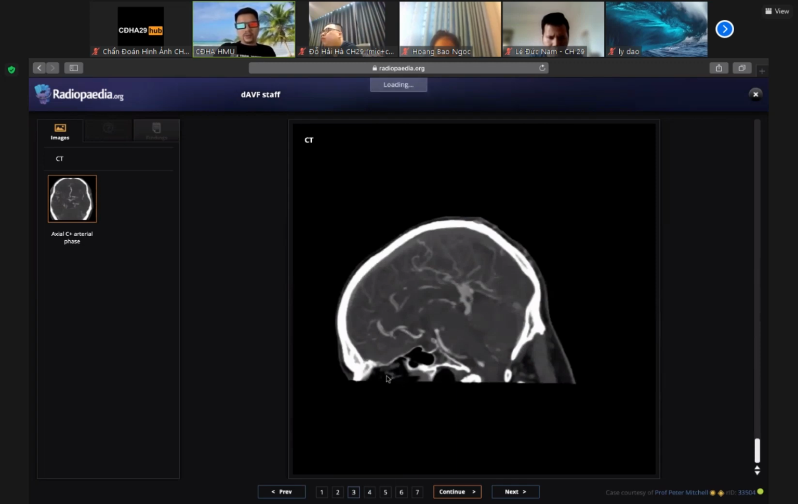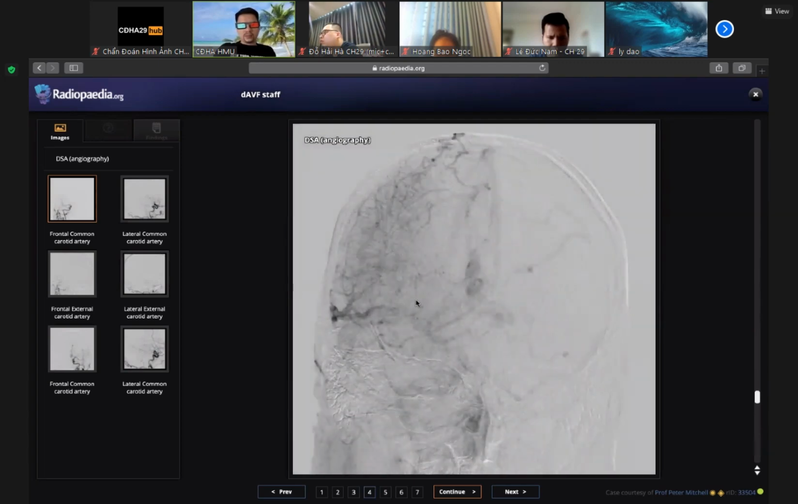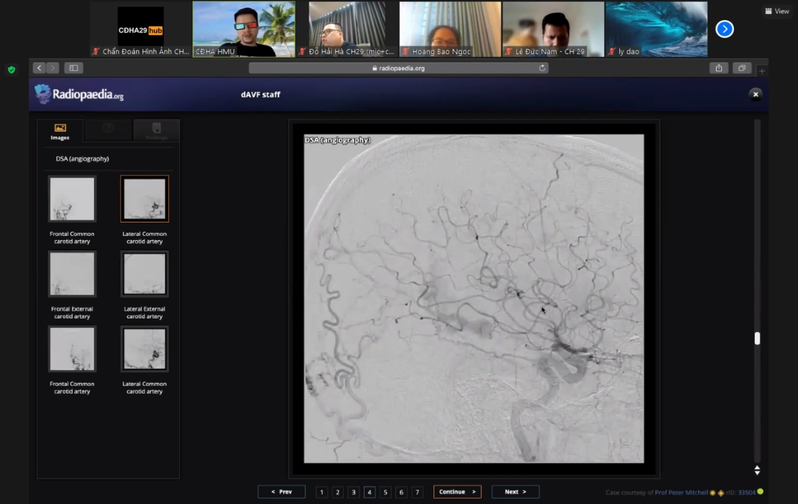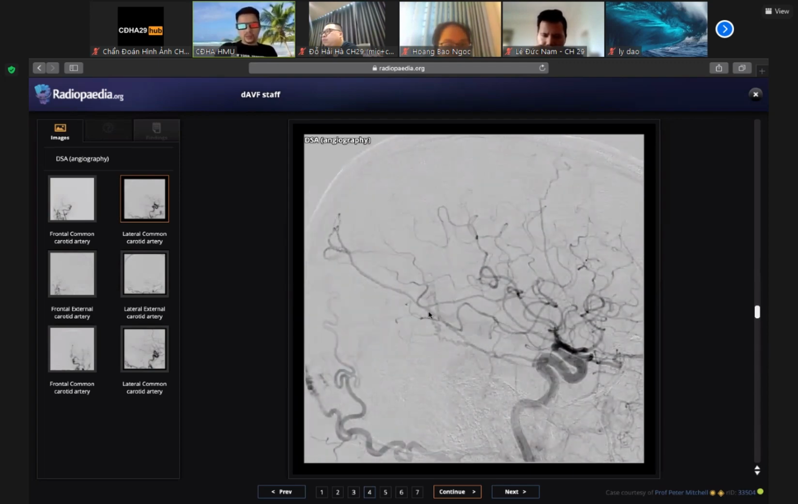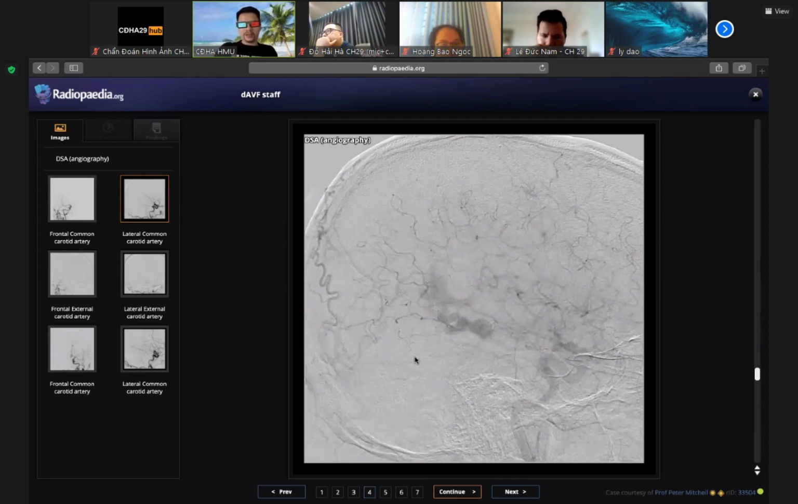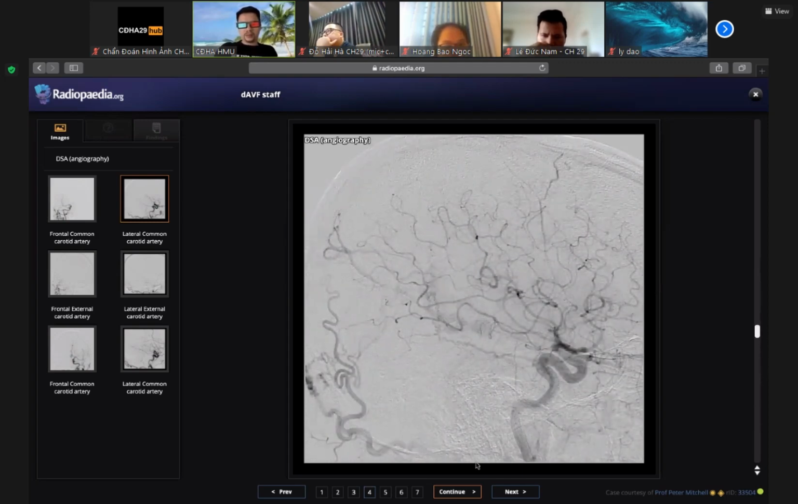And on the DSA, we see the connection, the site of dAVF, right? That site of dAVF in the deep structure here, and you can see that it is supplied mostly by the ECA branches, right? You can see this is an occipital branch of the ECA, which is dilated and which supplies the dAVF.